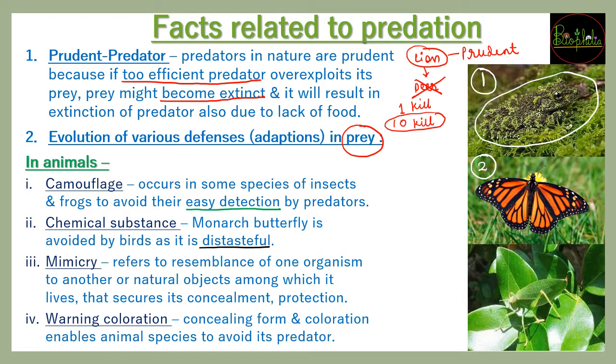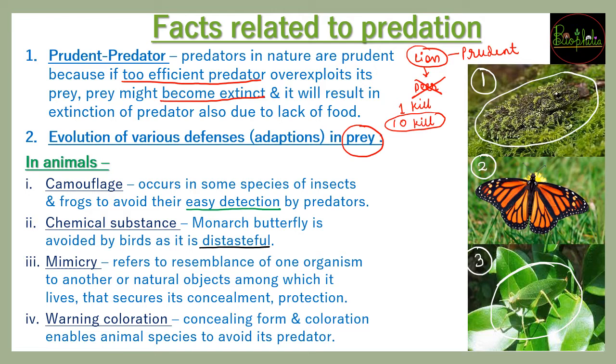The third thing that can be done is mimicry. So mimicry means it will be resembling itself to another organism or to natural objects. So for example, here you can see the example of a grasshopper. Here there is a grasshopper and this grasshopper is trying to look like a leaf, so that the predator thinks that it is just a leaf and it will go away. So that is the thing of mimicry.